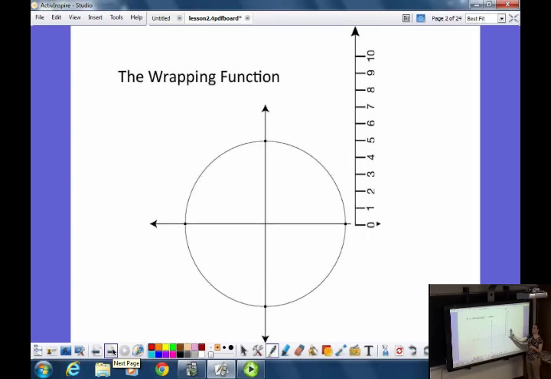So the wrapping function takes a number line and wraps it around the unit circle. So if we go counterclockwise, every positive number has 1 location on the unit circle that it relates to on the number line. And if we go clockwise, every negative number has a relation to 1 specific location on the unit circle as well.